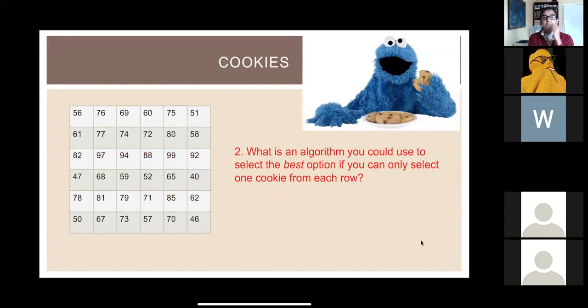Now we introduce a constraint. Suppose you're only allowed to choose 1 cookie from each row. What would you do now? What is the size of the search space now?